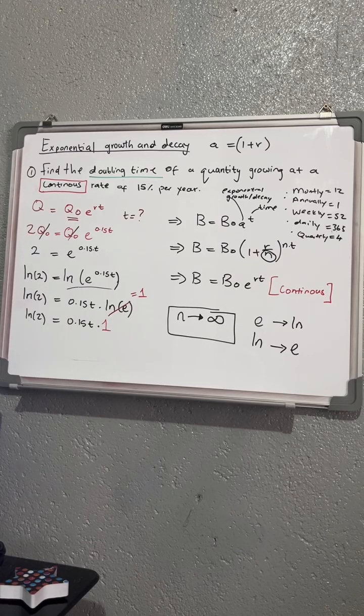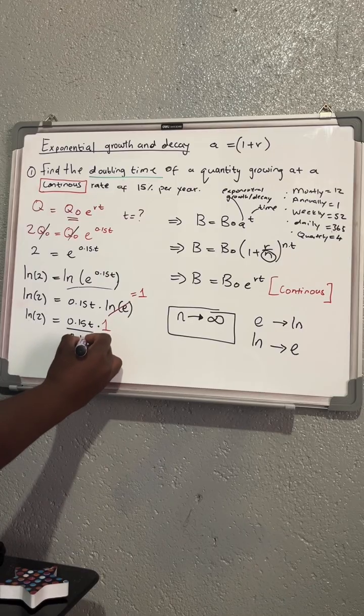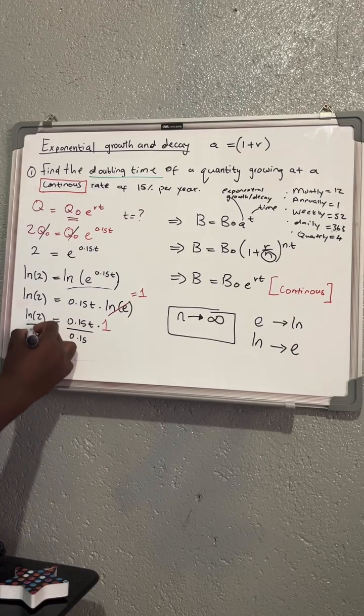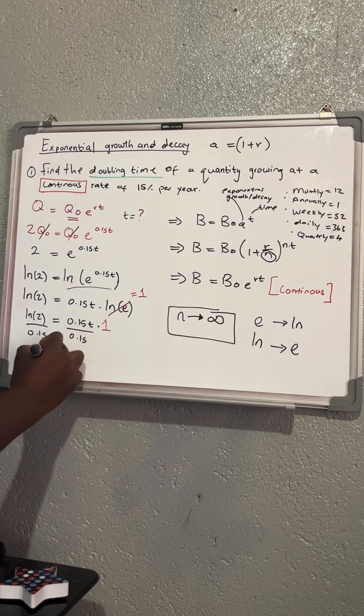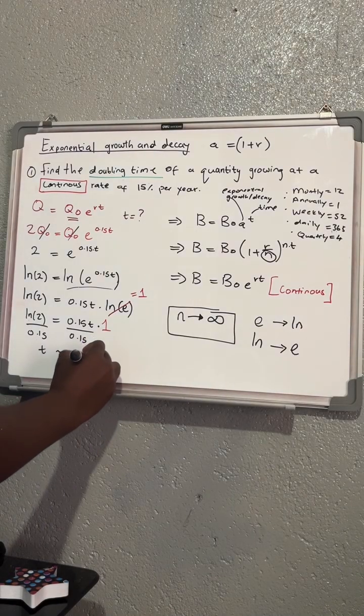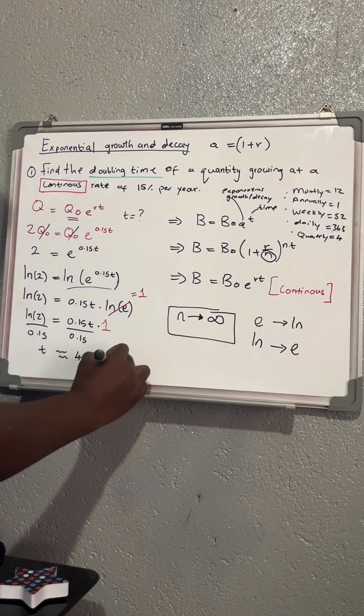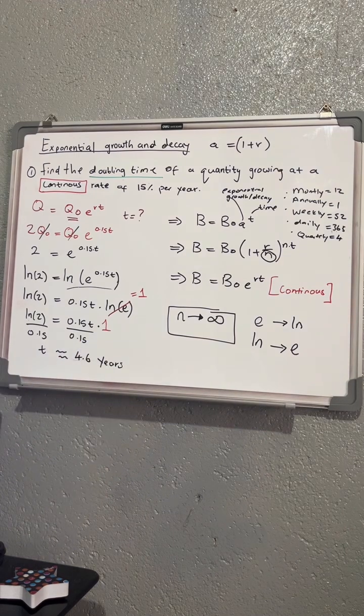See? So now what's left? What's left is for us to divide by 0.15 divided by 0.15. So we'll say our T is approximately 4.6. So it's 4.6 they're giving us. Okay, they're looking for years, so it's approximately 4.6 years.